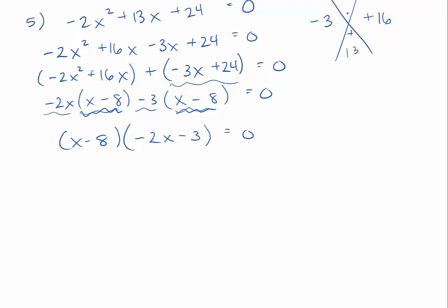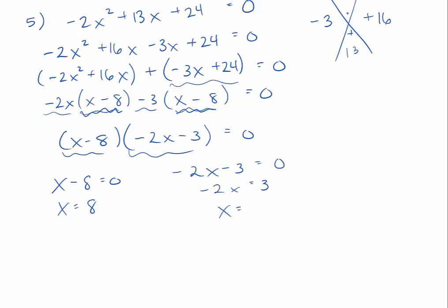From here, like we've been doing, I want to set each of the factors equal to 0. So x minus 8 equals 0, and negative 2x minus 3 equals 0. And so x is equal to 8. That's easy enough over here. And negative 2x equals 3, so x is equal to negative 3 over 2. So those are our two answers for that one. Let me rewrite it right here. X equals 8 and negative 3 over 2.